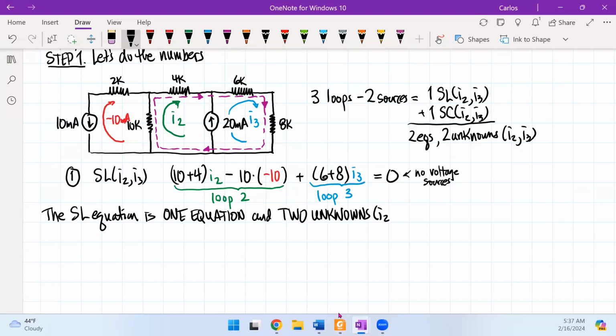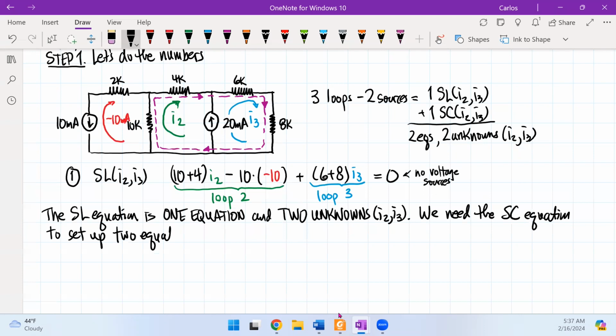And in this case, we know that the unknowns are I2 and I3. We need the supercondition equation to set up 2 equations with 2 unknowns.